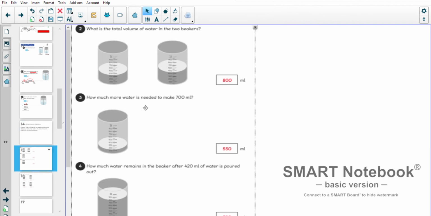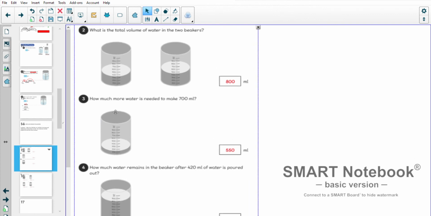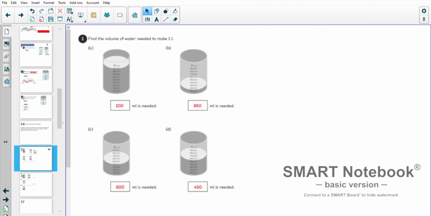And the answers are here. I've got questions 2, 3, 4. Oh, just the wrong way around. So question 1, we've got 100 millilitres is needed. So it's how much more to 1 litre. So 100, 850, 600 and 450. So mark your answers, please.